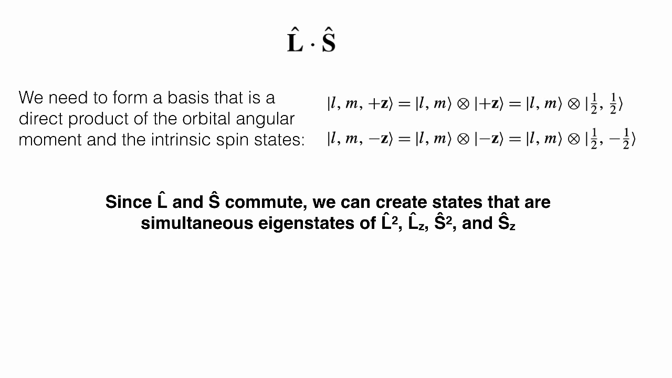We know that L and S commute because they act on different degrees of freedom of my system, so they certainly do commute. And we can create states that will be eigenstates of L square and Lz, S square and Sz. So now the thing is, we need to create those states.